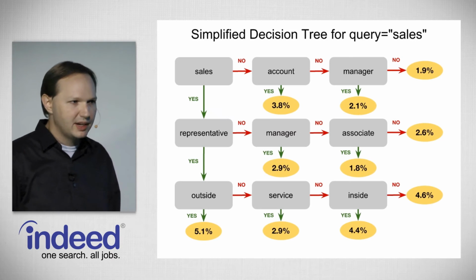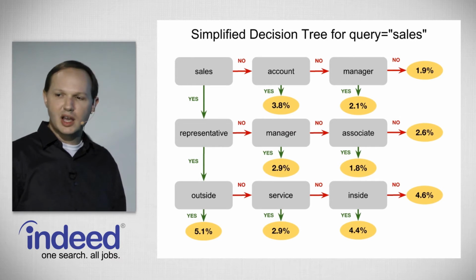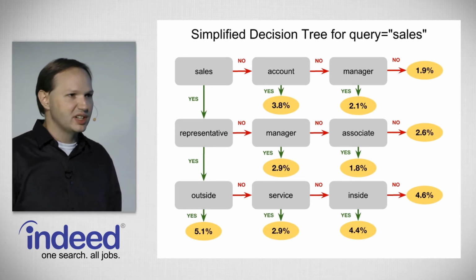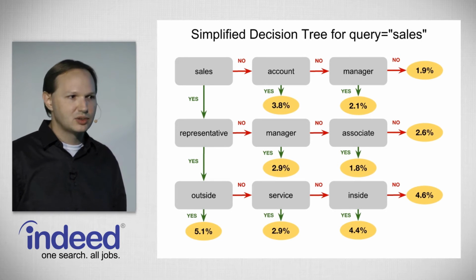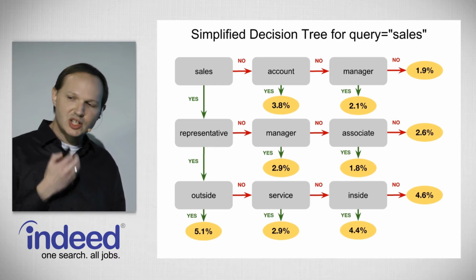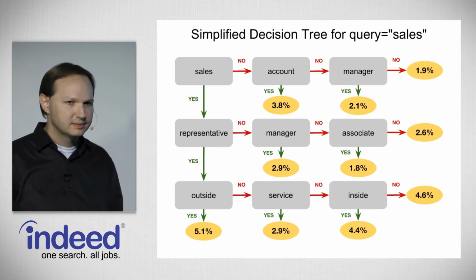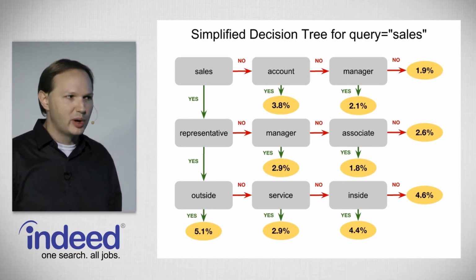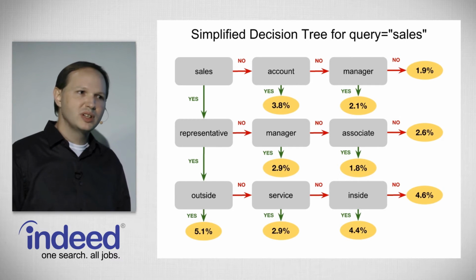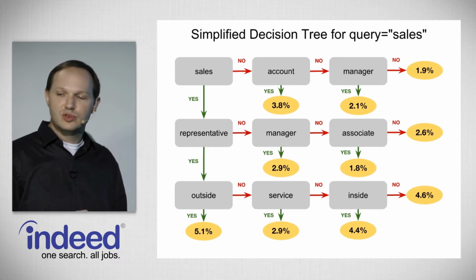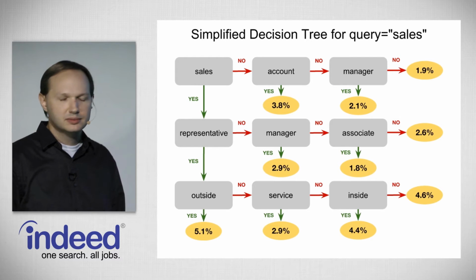I have an example of that here. So this is something I handmade, actually, but using data from our internal analytics tools. And I just looked at data for the query sales. This is the 10th most popular query on our site. And I only looked at what are the words that appeared in the job title.